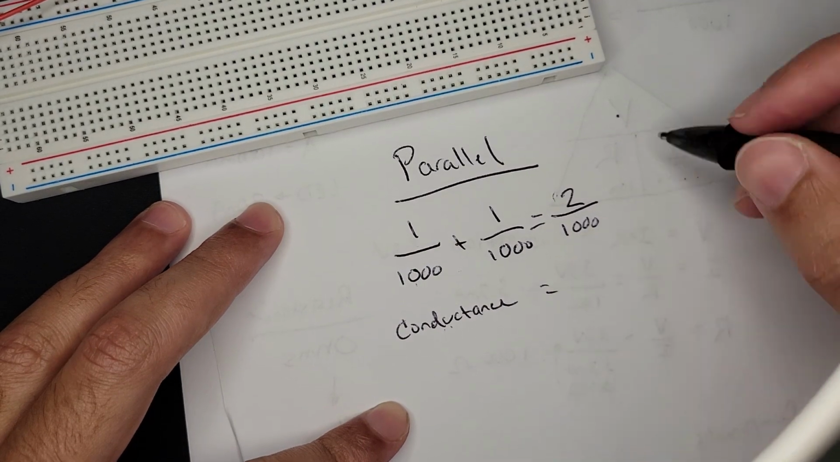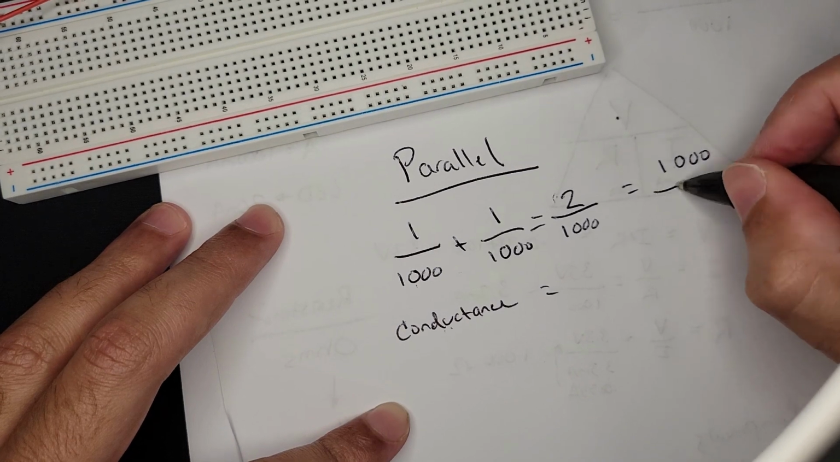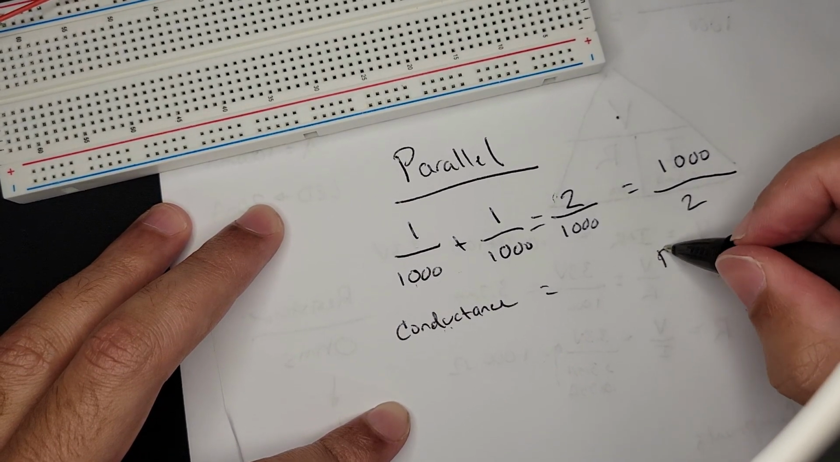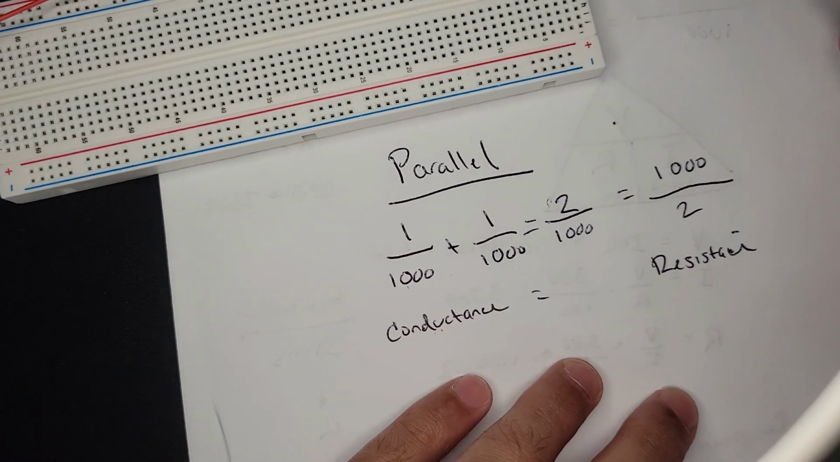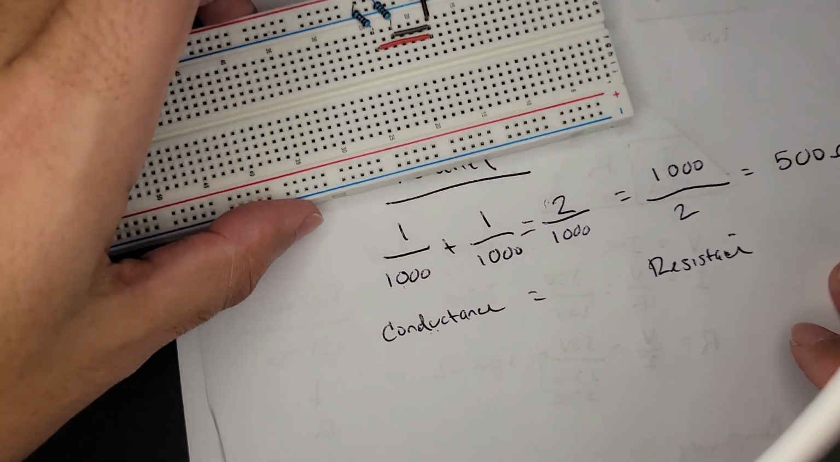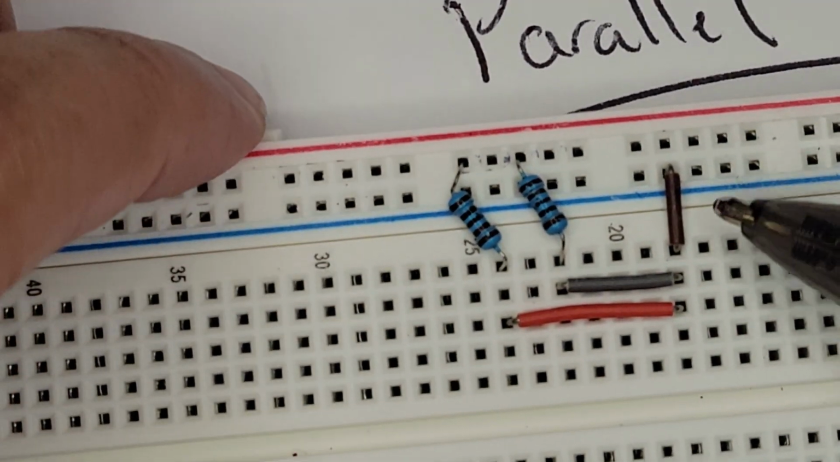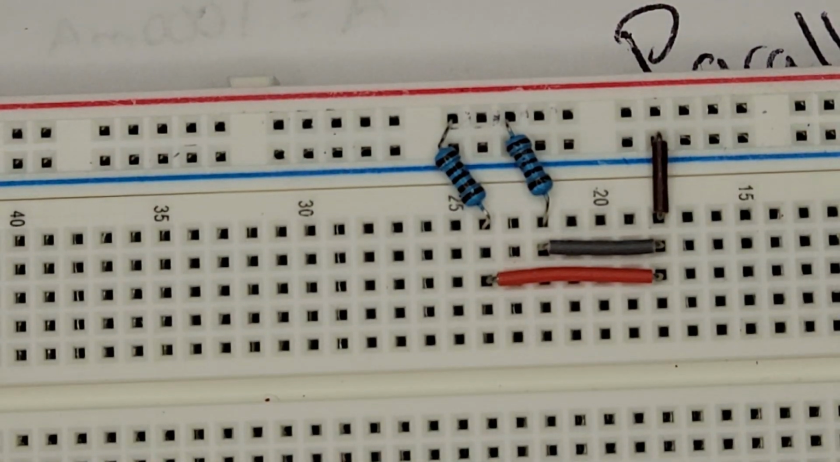And then what we do now is we flip it back to get our resistance. So in this case, 1000 divided by 2 is 500. So what we should be seeing here is 500 ohms coming through this point. And what we can do is break it open and test that.